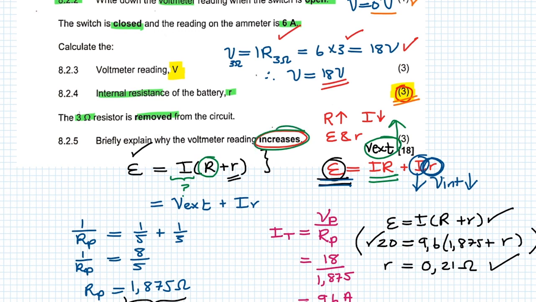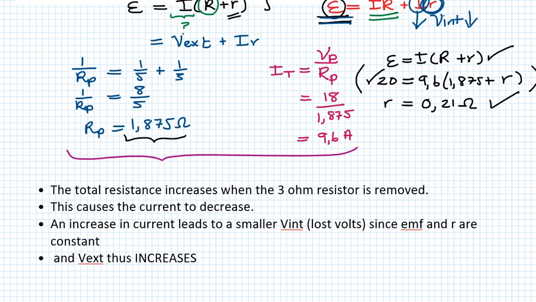We're going to now state this in words as follows. Remember, it's always useful to make use of bullet points so that you can take note of what points you're writing down in order to get your marks. Firstly, we state that the total resistance increases when the 3 ohm resistor is removed. This causes the total current to decrease. A decrease in current leads to a smaller V internal or lost volt. So V internal decreases since EMF and the internal resistance are constant, and V external thus increases. So there are your 3 marks.